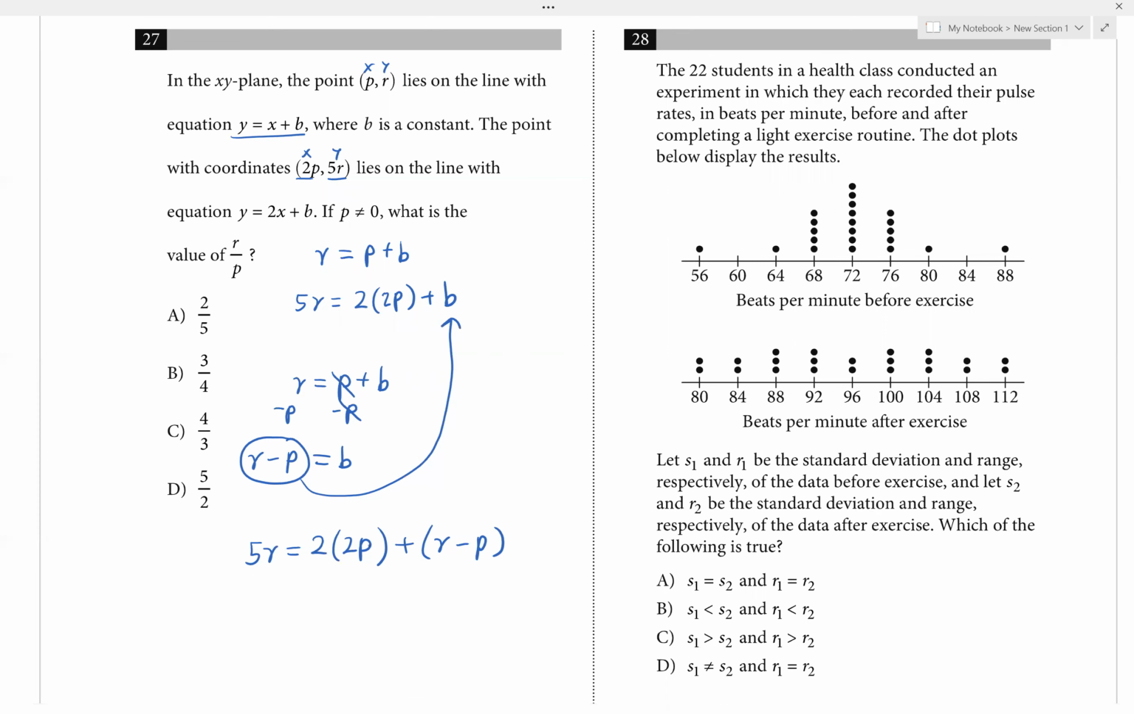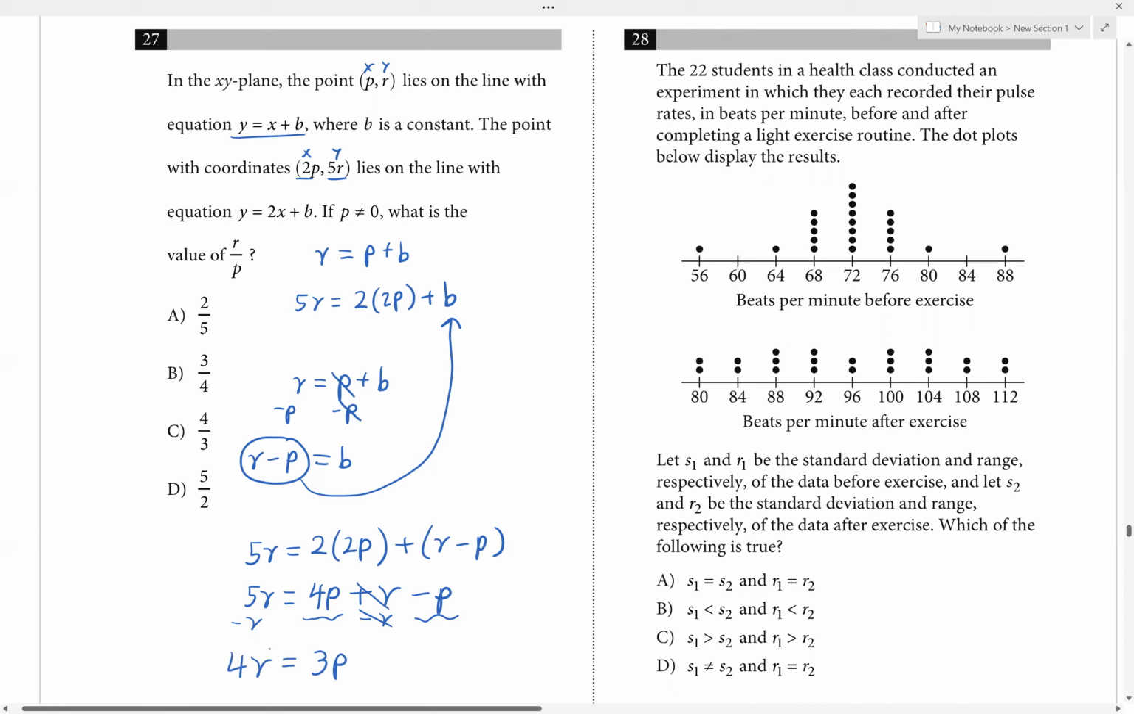Once we substitute this, let's simplify the equation a little bit. We have 5r equals 2 times 2p, which is 4p, plus r minus p. Then we can combine like terms on the right: 4p minus p is 3p. And the r, we subtract on both sides to move it over. So we get 5r minus r, which is 4r. After we rearrange and simplify, we get 4r equals 3p.